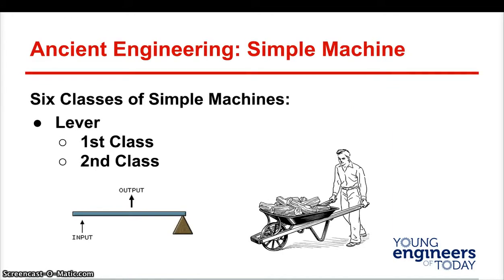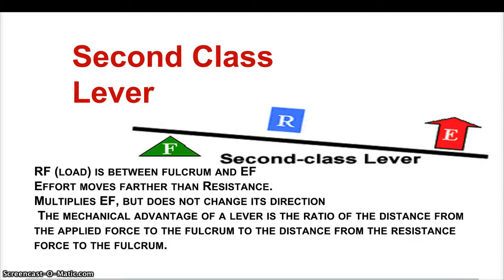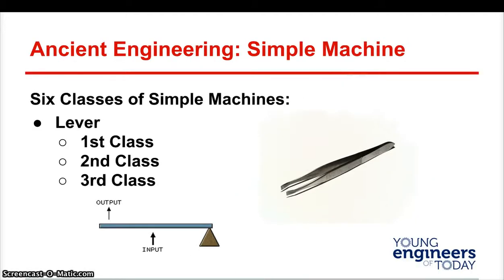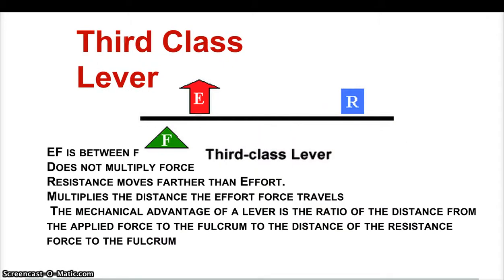Here's a second class lever. A little bit different, input, output. Here's a way of looking at it from a resistance effort standpoint. Wheelbarrow, nutcracker. Doors, because they're on a hinge, and they're both going in the same direction. Tweezers, because the fulcrum is on the other side, and output and input are going in the same direction. There's a way of looking at that from a resistance standpoint, an effort standpoint.